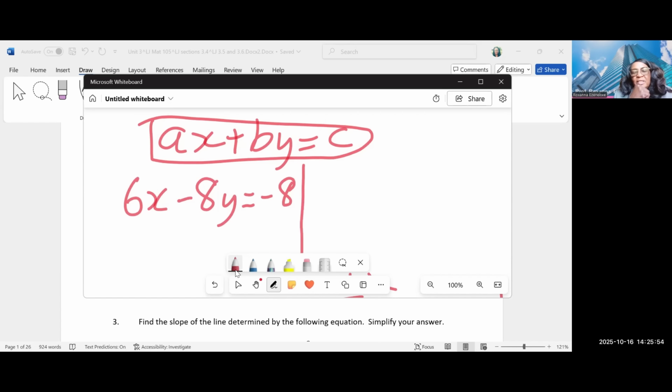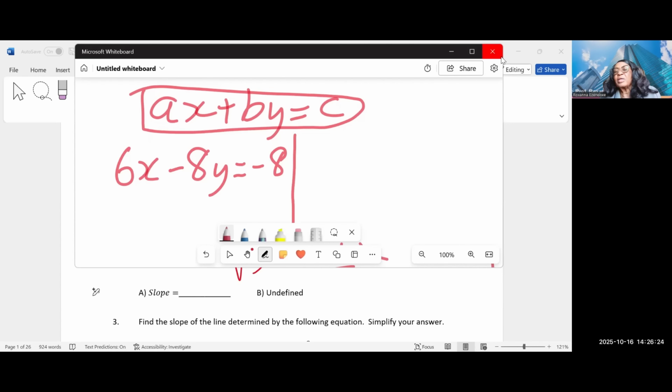And the question says, well, let me make sure what the question is saying. Okay, it says find the slope. So if you're given an equation in standard form and you're told to find the slope, what you want to do is change that equation to y-intercept form.